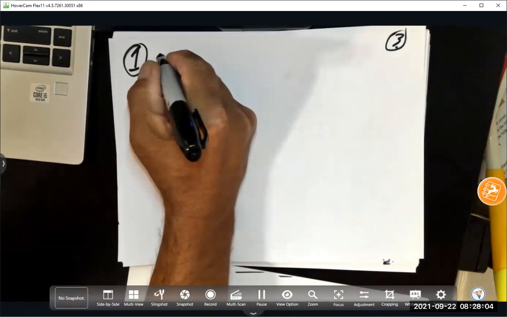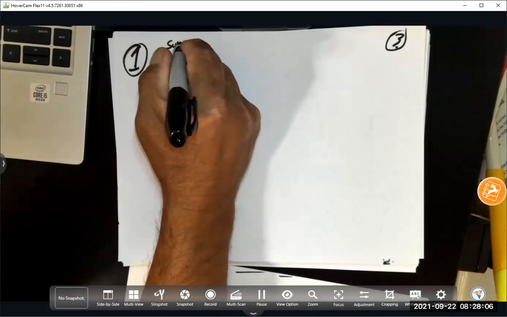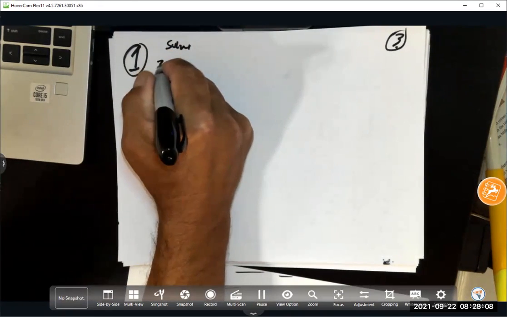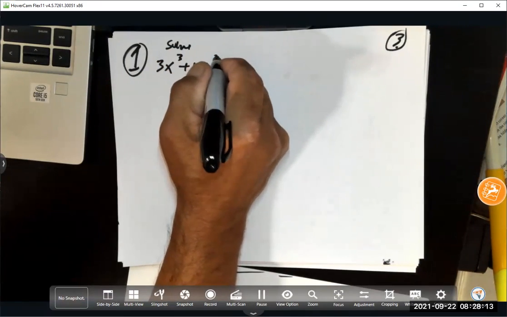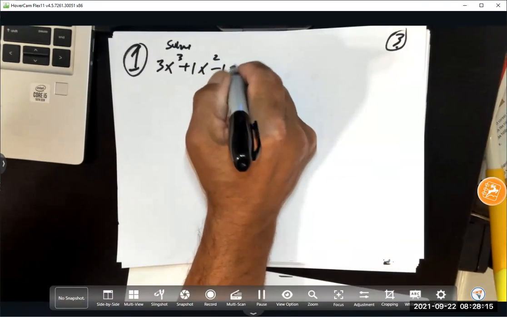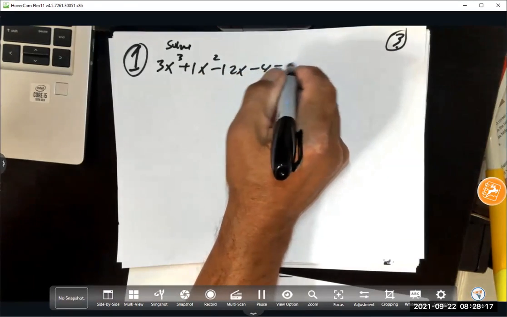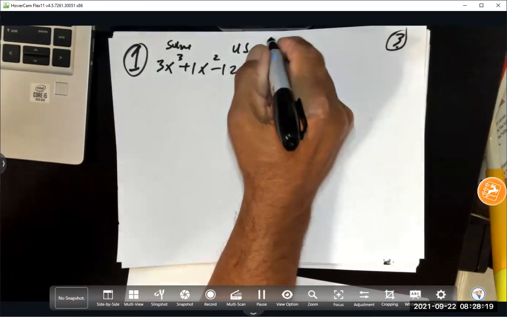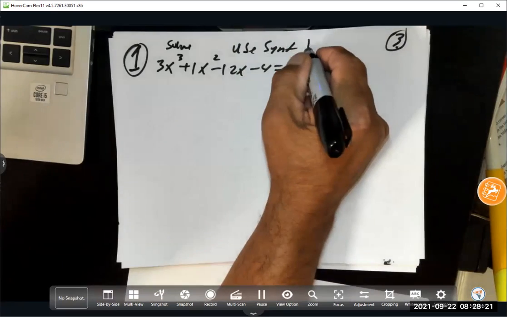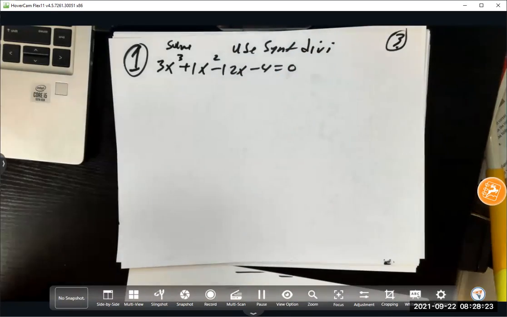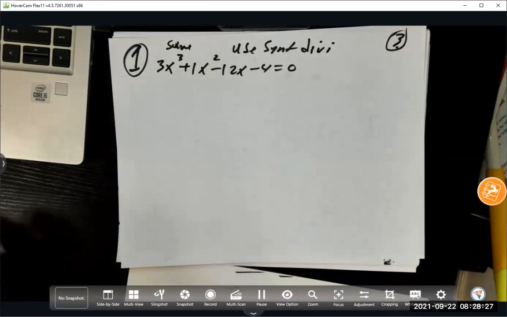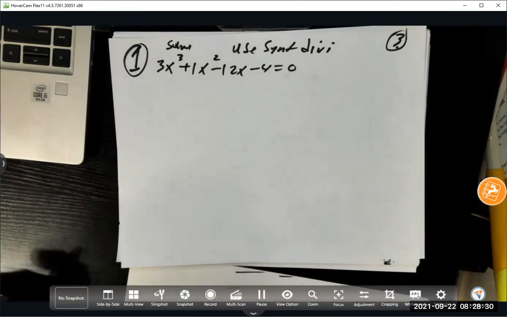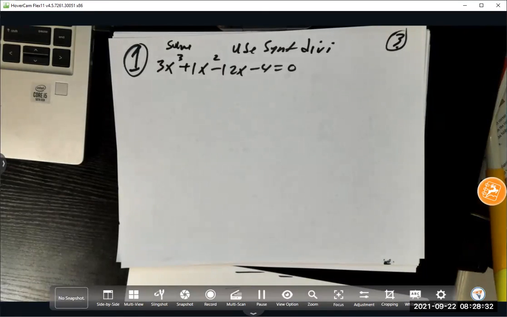Let's say solve 3x to the 3 power plus 1x to the 2 power minus 12x minus 4 equals 0. Solve, and it's going to say use synthetic division. So write the question. It's the same problem, but what did I do? I just changed the numbers. That's all. Ready?